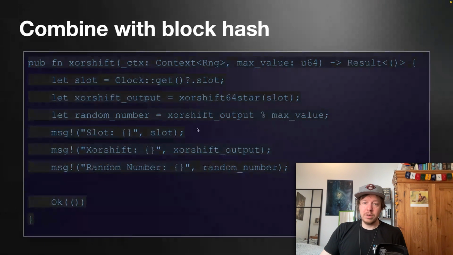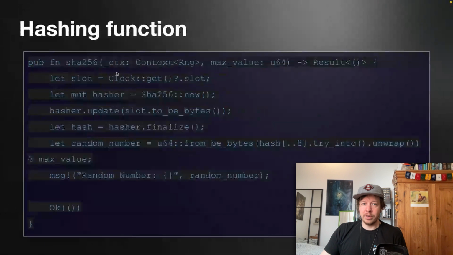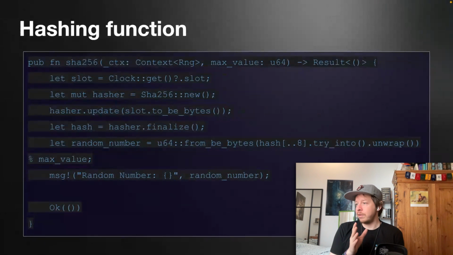Then what you can also do is you can use a hashing function. Hashing functions are very random. So you use the slot, then you create a hash from the slot, and then you take the first few bytes of it. I think here we're taking the first 8 bytes, and then you convert them into a U64, and this is also pretty random.